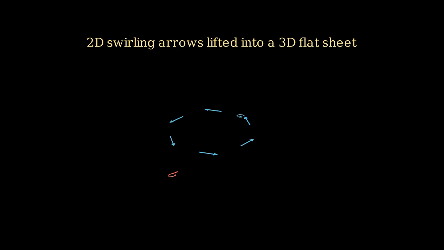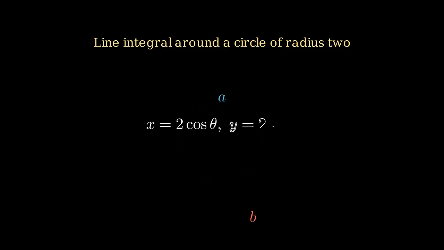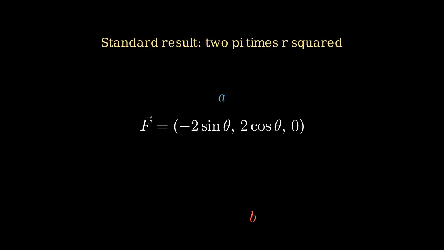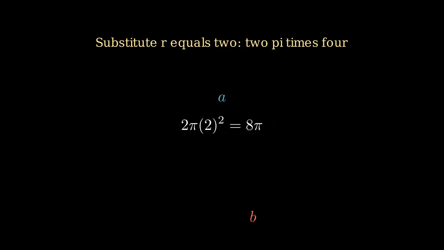Let's find the line integral of this field around a circle of radius 2 using the parametrization x equals 2 cosine theta, y equals 2 sine theta. Along this path, the field becomes negative 2 sin theta, 2 cosine theta, 0, and we combine this with the small displacement vector dx, dy. Working through the standard result for this kind of rotational field around a circle of radius r gives 2 pi times r squared. Substituting r equals 2 gives 2 pi times 4 equals 8 pi. So the line integral of the wind field around this circle equals 8 pi.